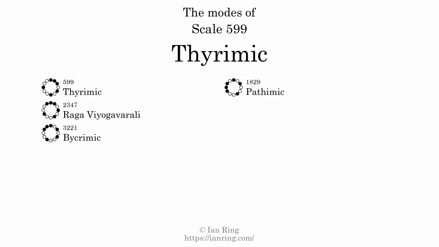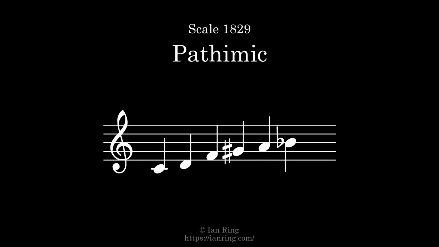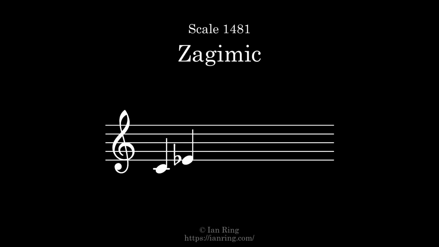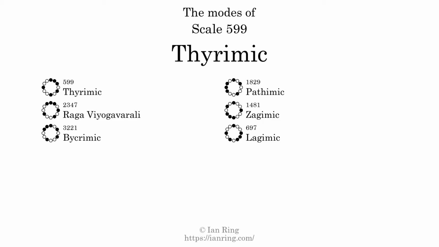The fourth mode is scale 1829, also known as Thyrimic. It sounds like this. The fifth mode is scale 1481, also known as Thyrimic. It sounds like this. The sixth and last mode is scale 697. Also known as Thyrimic. It sounds like this.